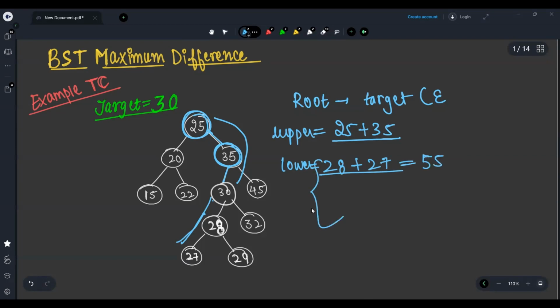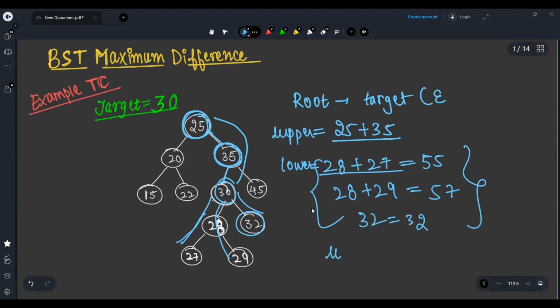Now we have many lower sums because we can go to many leaf nodes. Here also we go, it will be 28 plus 29, which is equal to 57. We do not consider 30, as they said in the question; we have to exclude 30. Similarly, for this leaf node, we have 32. This is also a lower sum. We have to maximize the upper minus lower.